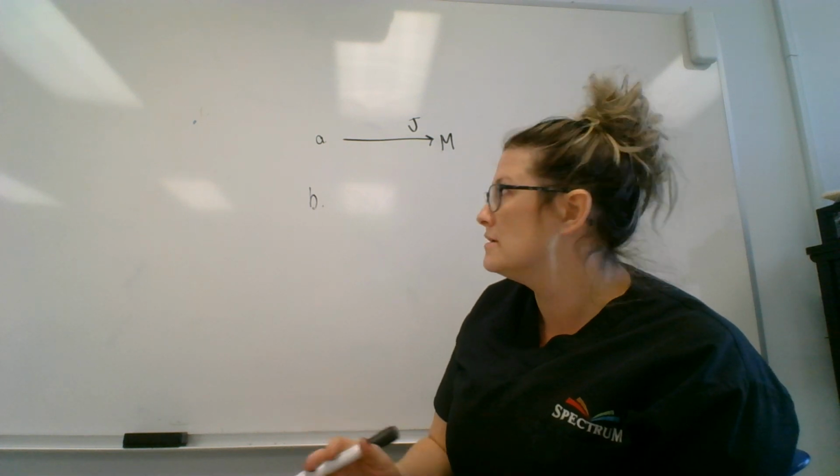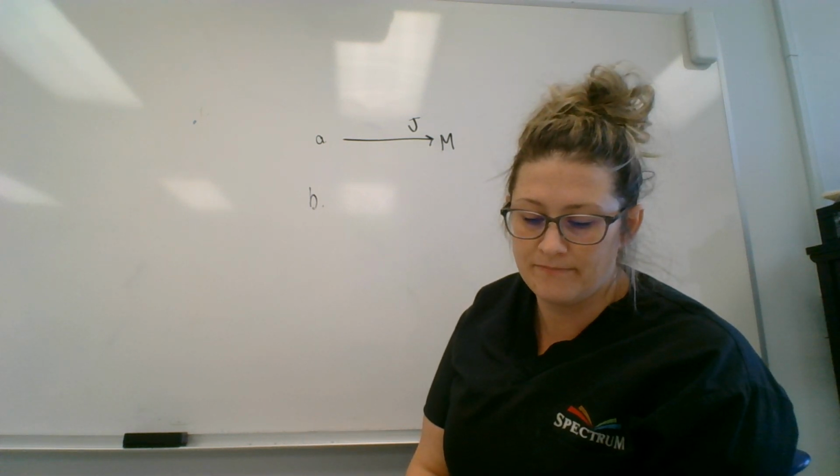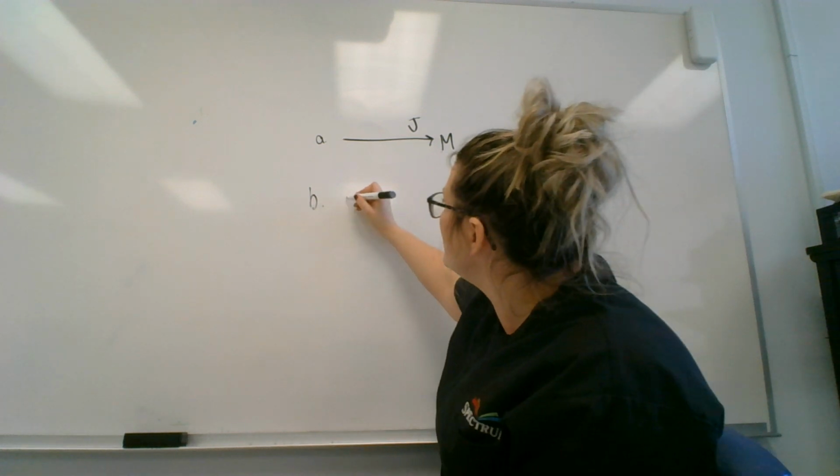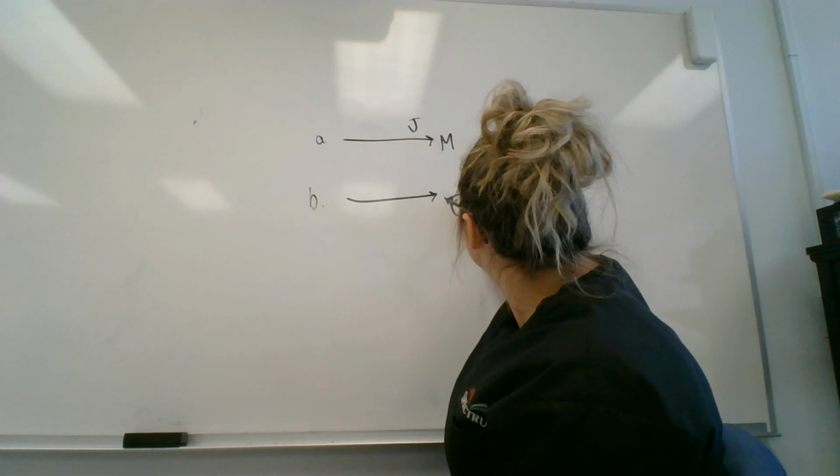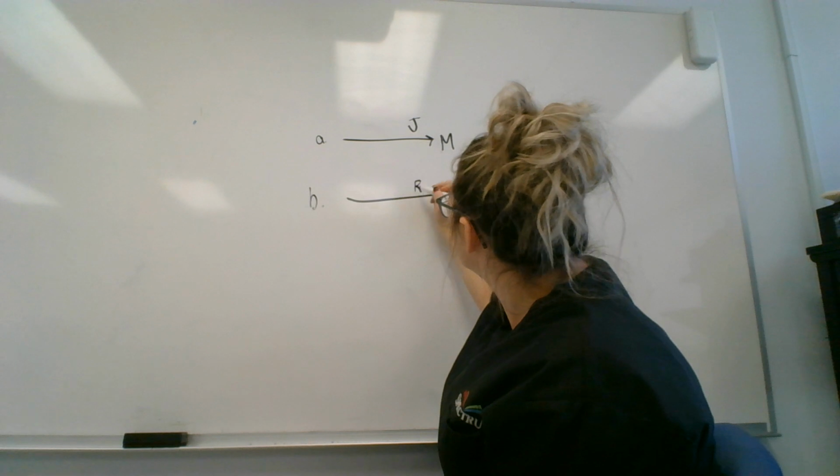Problem B, it says W is bigger than R. Which one goes at the end? W, because W is bigger than R. So I know W goes here and R goes here.